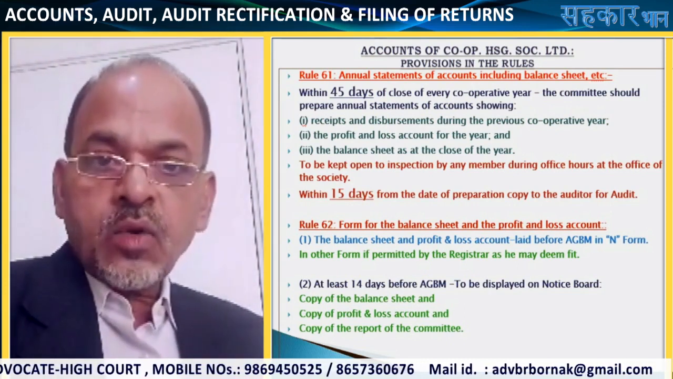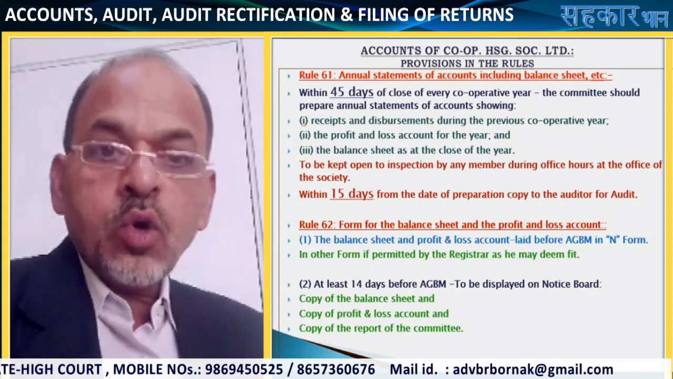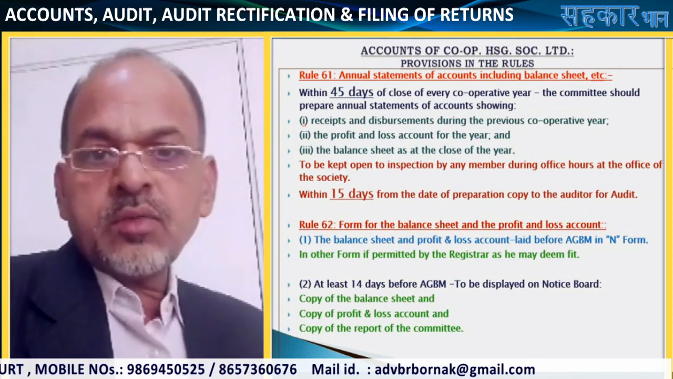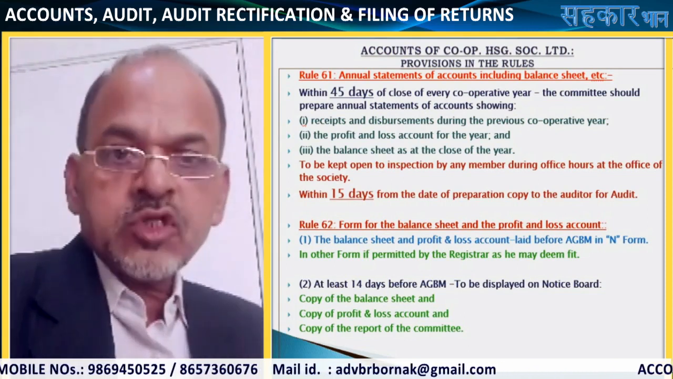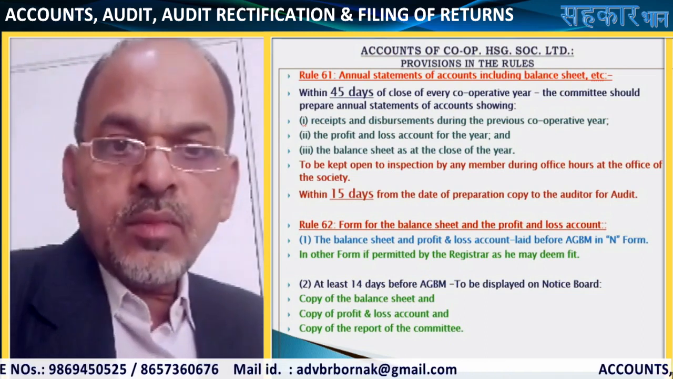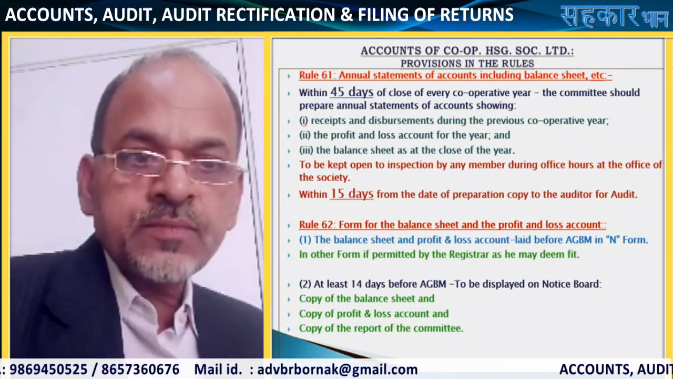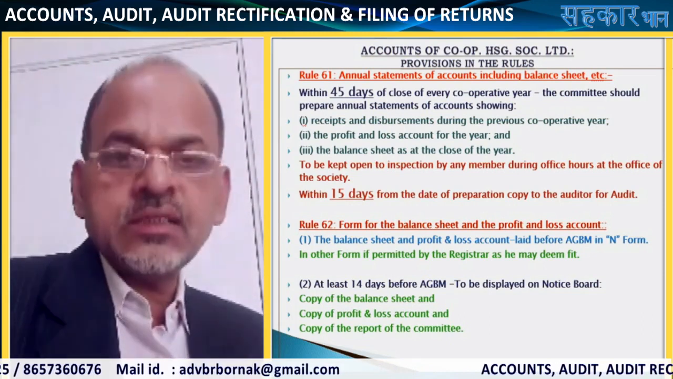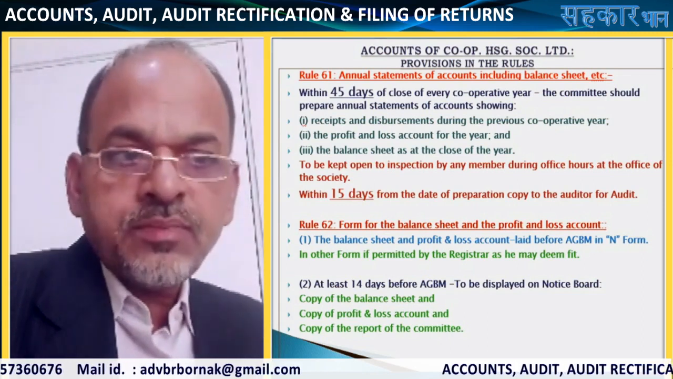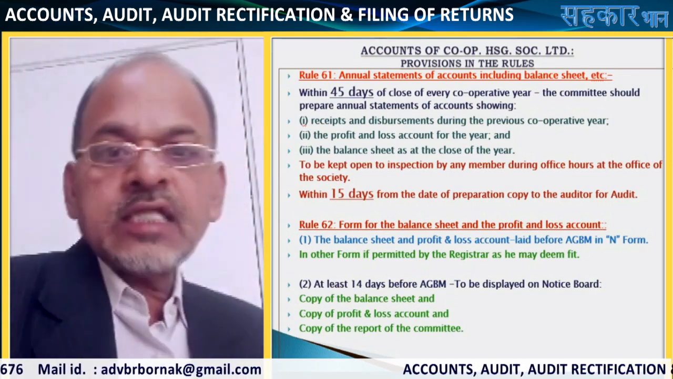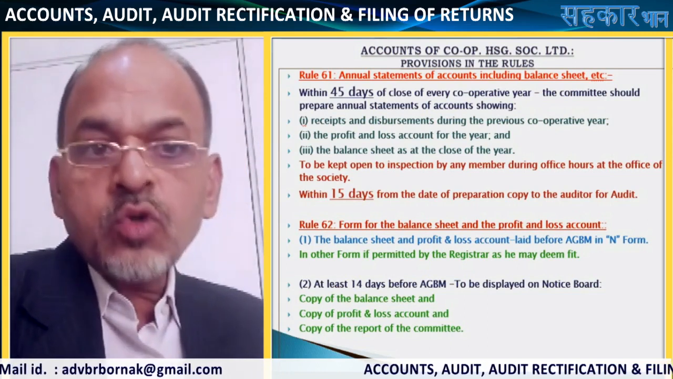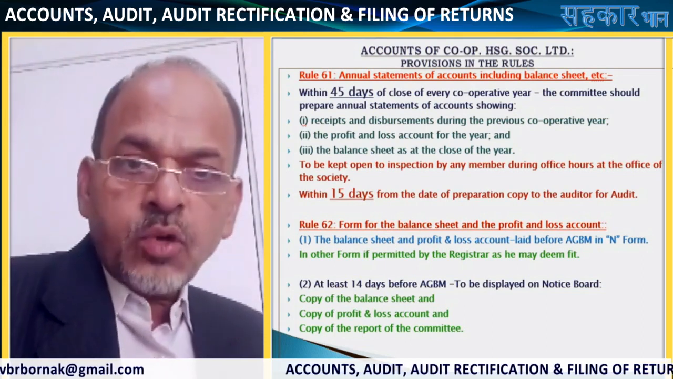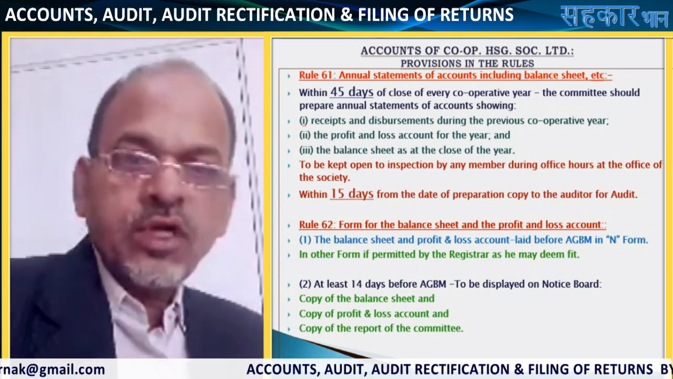Now the second provision of Rule 62, that is, at least 14 days before the annual general body meeting, these statements, especially the balance sheet and profit and loss account or income and expenditure account, are required to be displayed on the notice board of the society, to make the members of the society aware about the statement of final accounts.